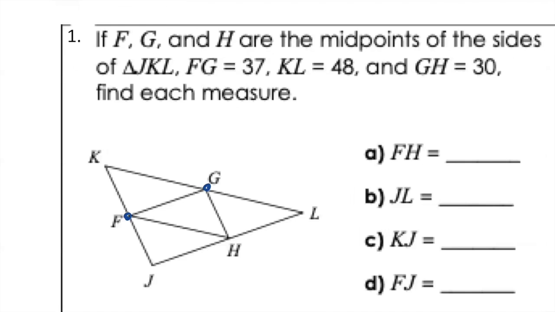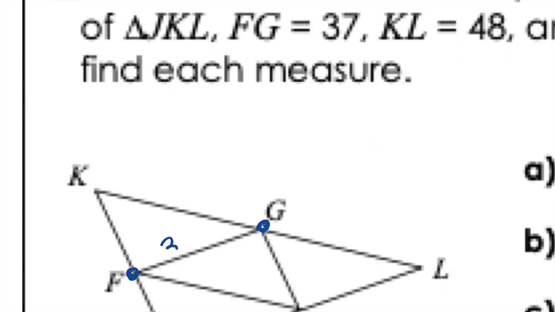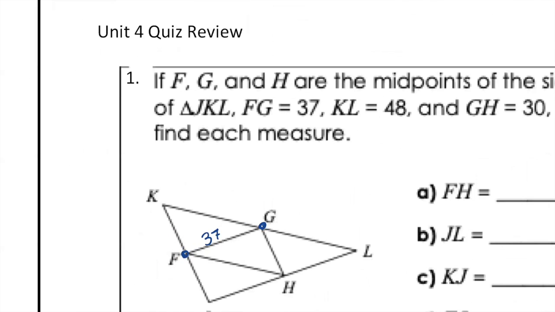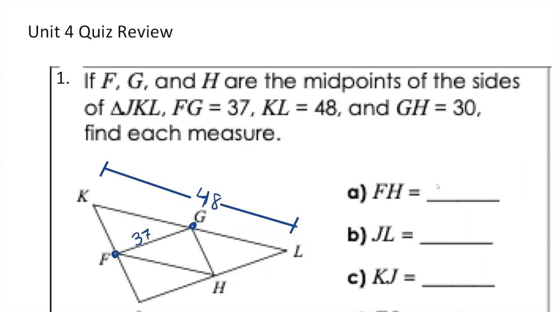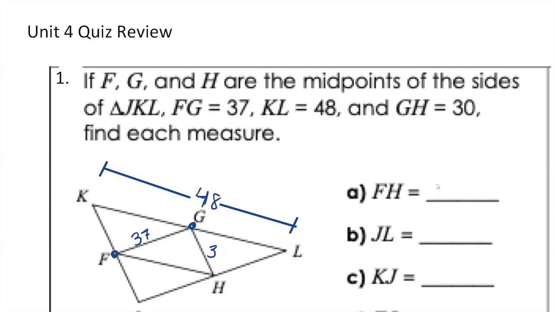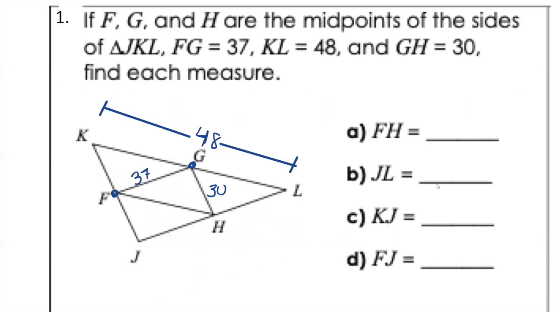So they gave us a couple values. FG is 37. KL is 48, so that's this big guy out here. GH is 30. So they want us to find FH, JL, KJ, and FJ.